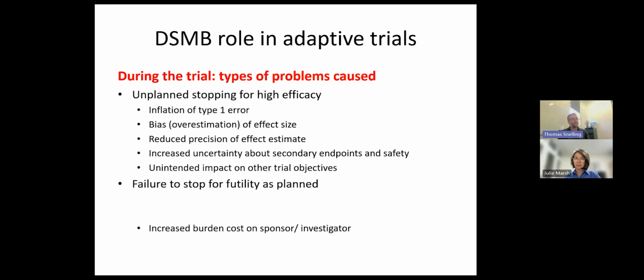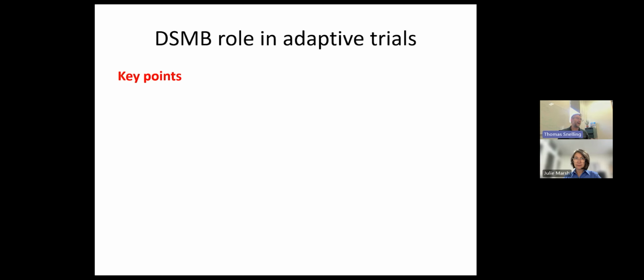Conversely, failing to stop when you have a stopping rule for futility can also have consequences. It can lead to inflation of type 1 error. Sometimes the futility rule is a mechanism for controlling type 1 error, and if you don't stop when you plan to stop, that can have consequences for type 1 error that need to be understood. It can also obviously pose an unacceptable burden and risk to participants if the trial truly is futile and the benefit of continuing is outweighed by the burden on participants.